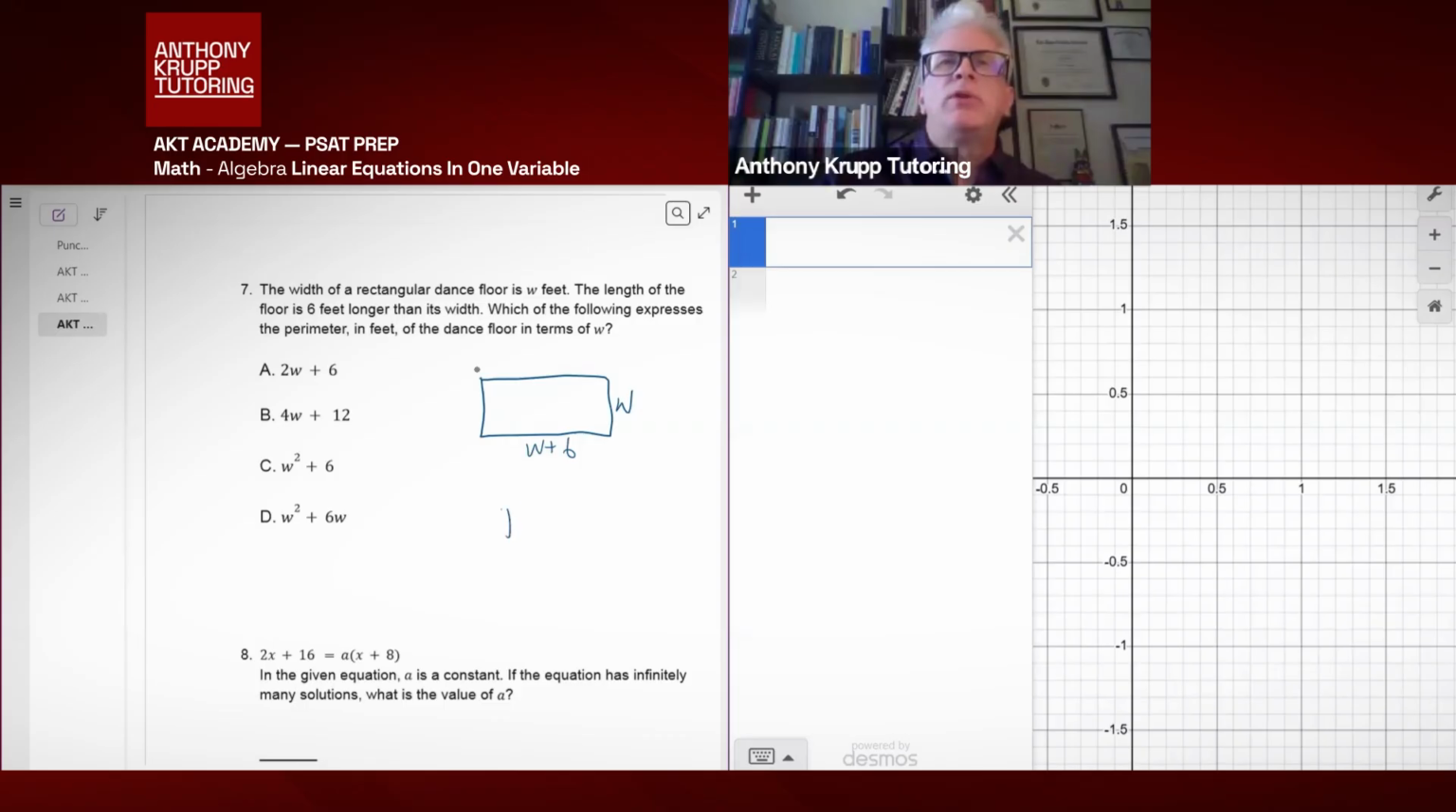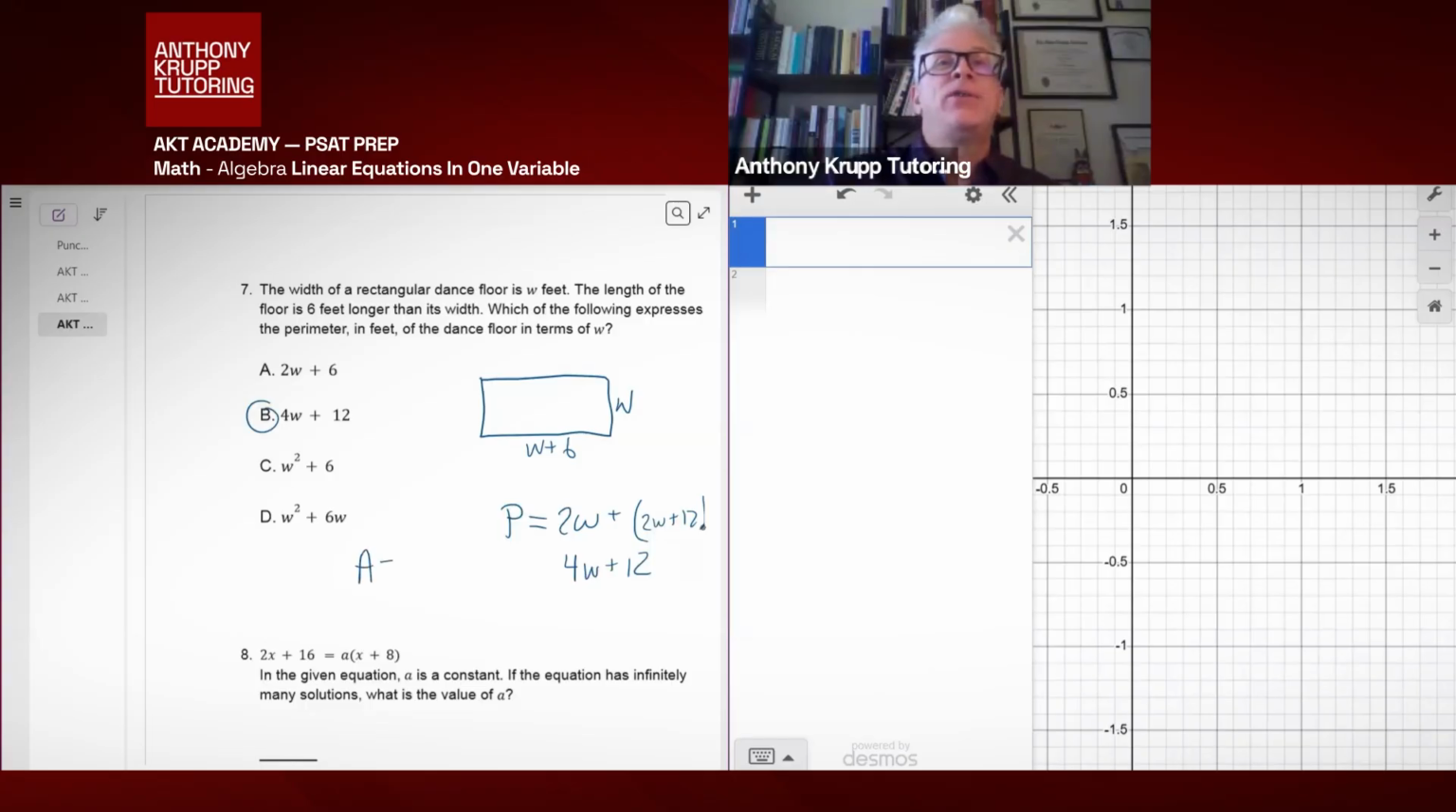Well, the perimeter just means you add up all the sides, right? So there's one W, that means there's another W, so there's two W, the two widths. And then there's W plus 6, and then another W plus 6. You can call it 2W plus 12 if you like. So ultimately, that gives you 4W plus 12, and there's your answer. That's the perimeter.